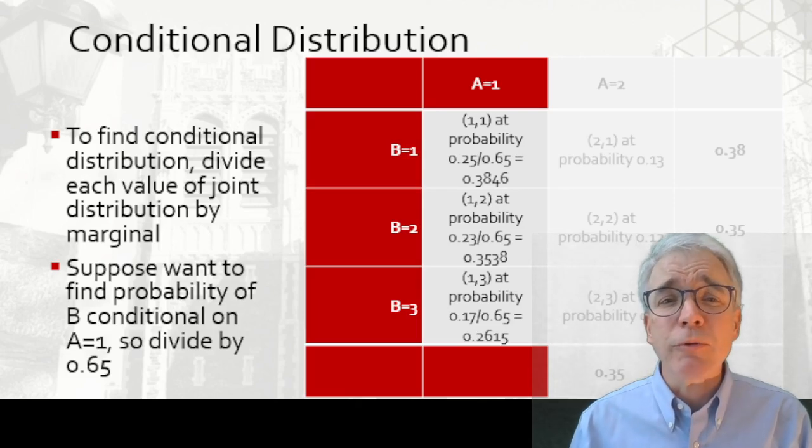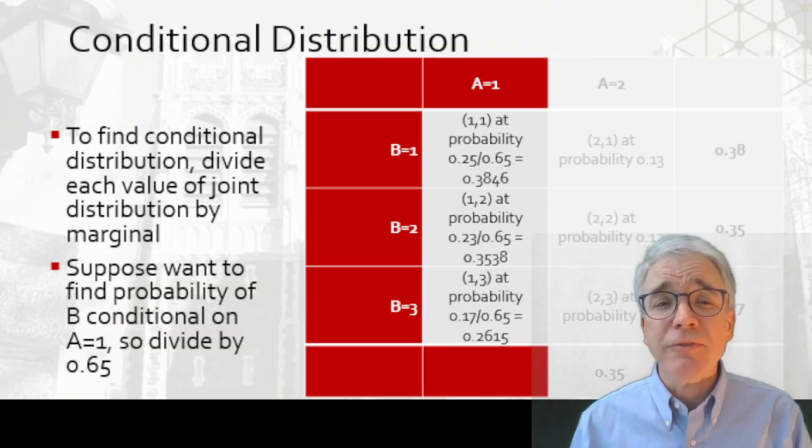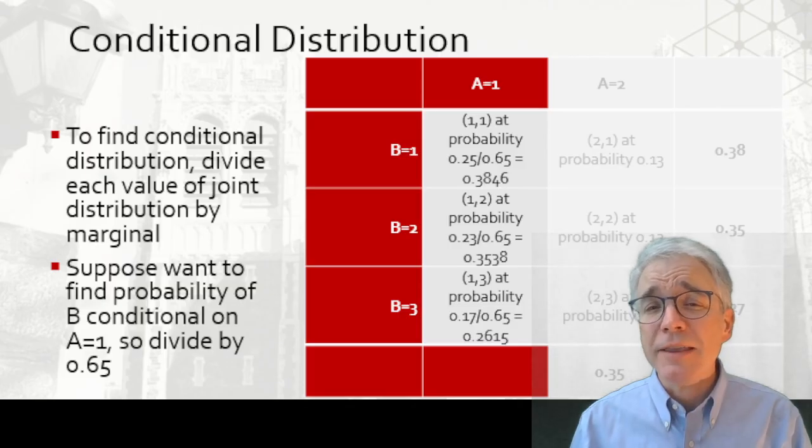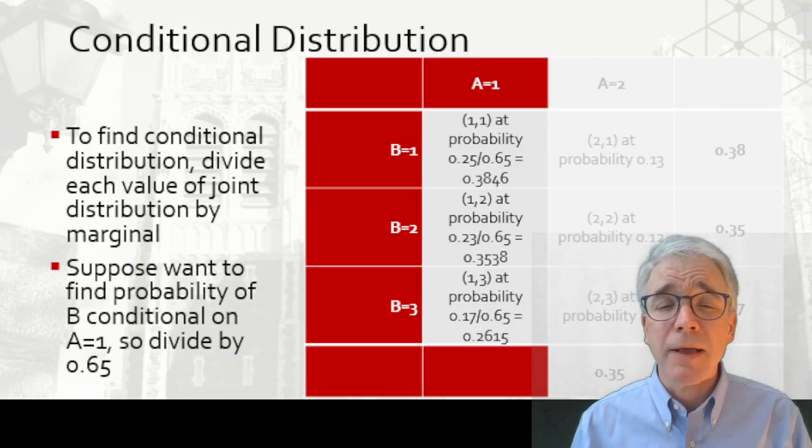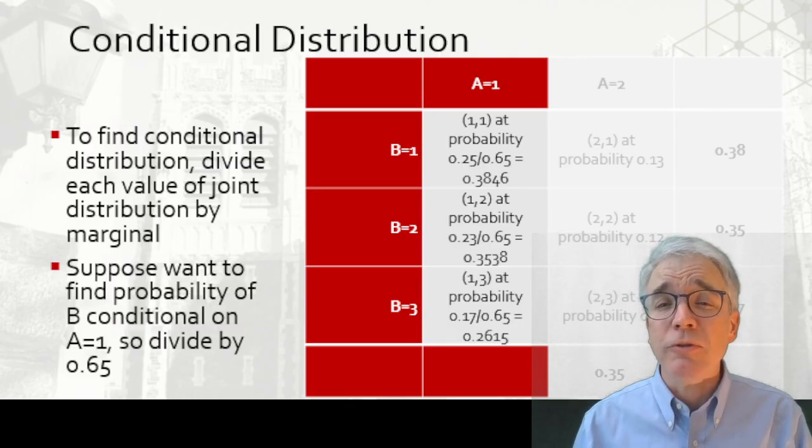Now the next step, once we calculate our marginal probabilities, is to find the conditional probabilities. To find the conditional probabilities, we divide each value of the joint distribution by the marginal. Suppose we want to find the conditional distribution of the values of B, conditional on A equals 1. There's a 65% chance of A equals 1, so the probability of B equals 1, given that A equals 1, is calculated as 25% divided by 65%, which is 0.3846.